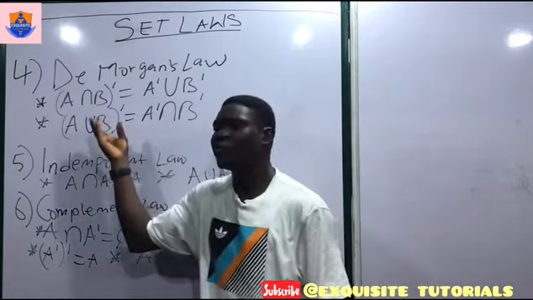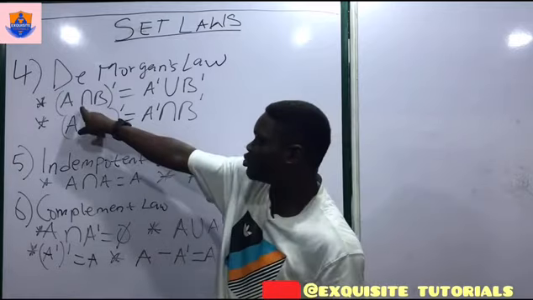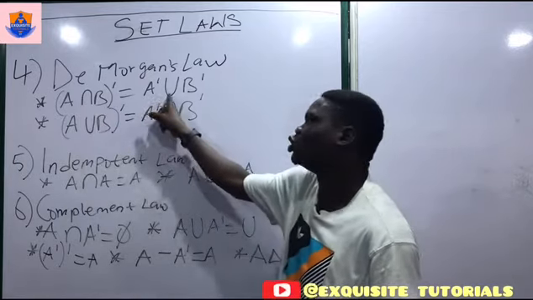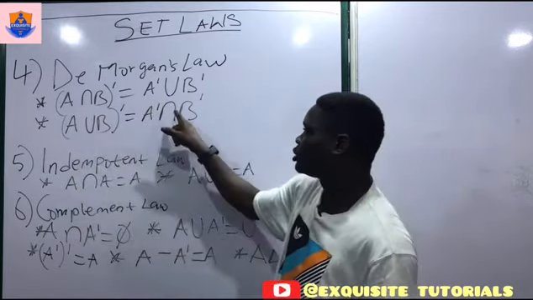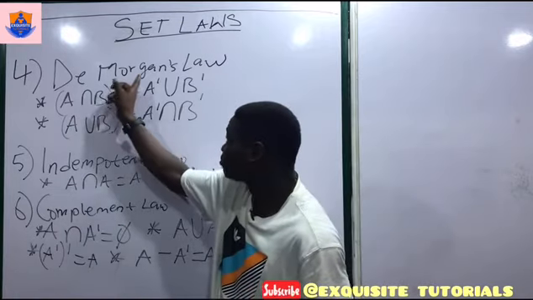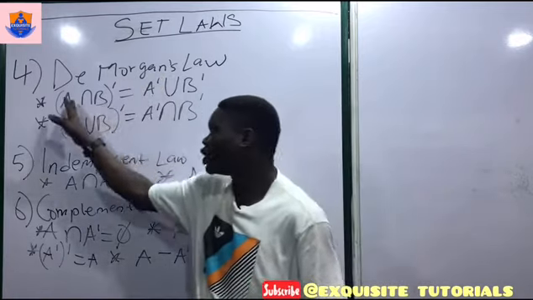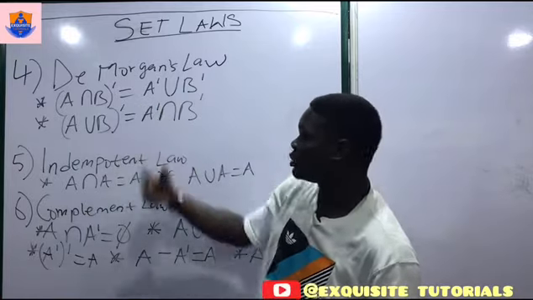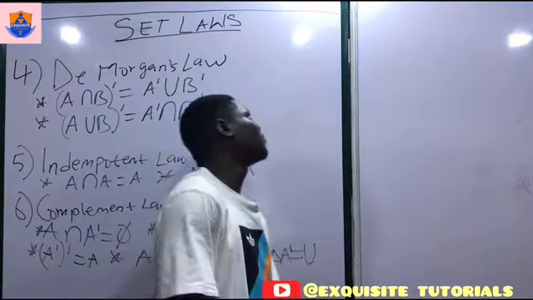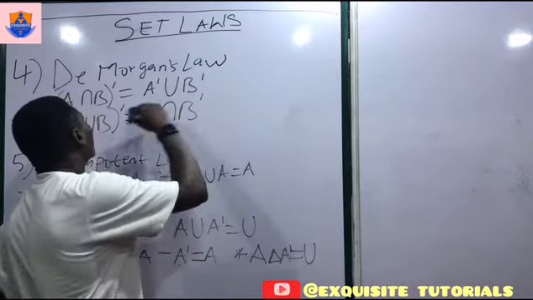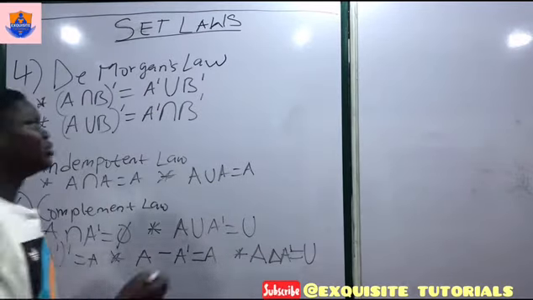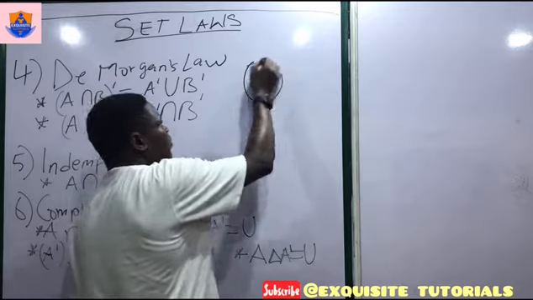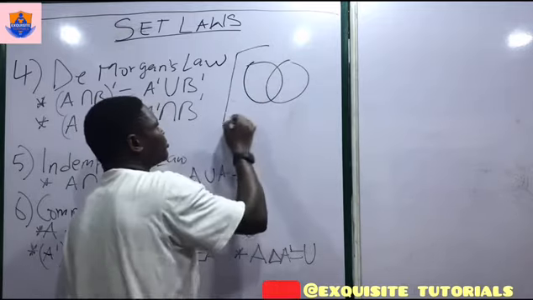So we want to verify if this is true. Mind you, the intersect changed to union and the union changed to intersect, but the complement sign came for both sets. So De Morgan's law is basically for comparing 2 sets. So let's verify if it is true. Let me first of all do A intersect B.